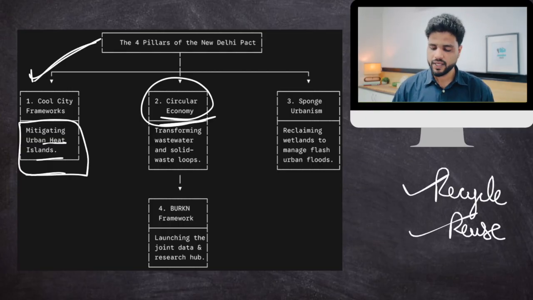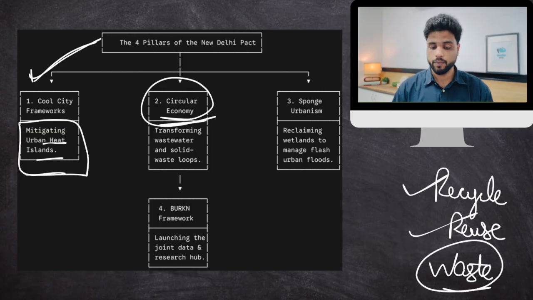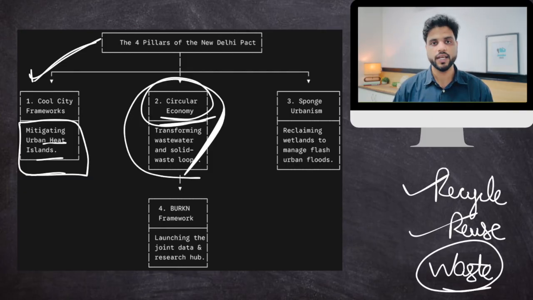Circular economy means that very little waste is generated. Waste management is a big problem that many of the urban centers of the world are facing right now. So this is there. Plus there is another problem called urban flooding.